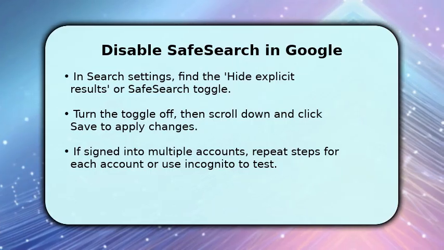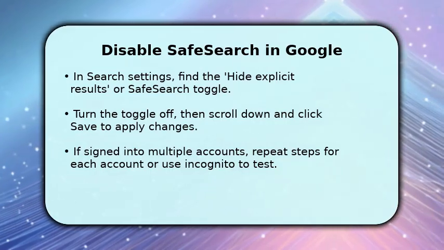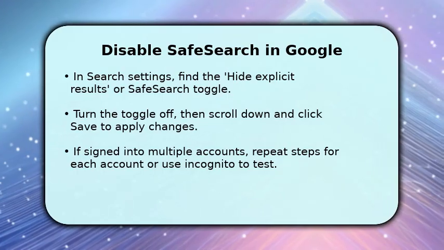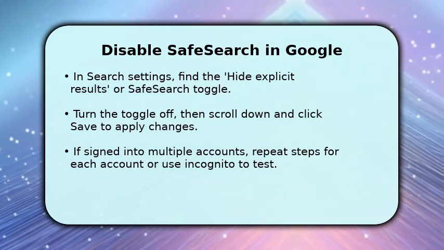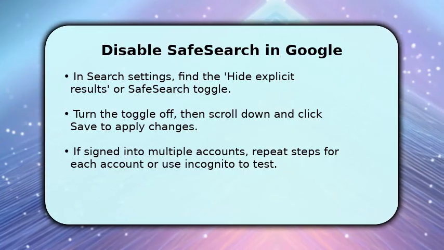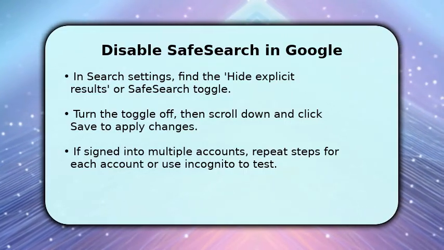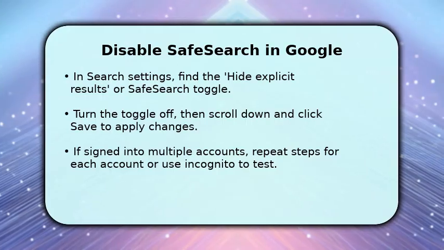If you use multiple Chrome profiles or accounts, repeat these steps per account because settings don't always sync. Once saved, test a search to confirm results change. This verifies the setting took effect and helps you spot residual filtering quickly.